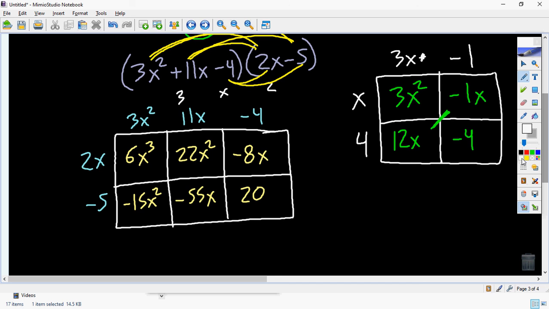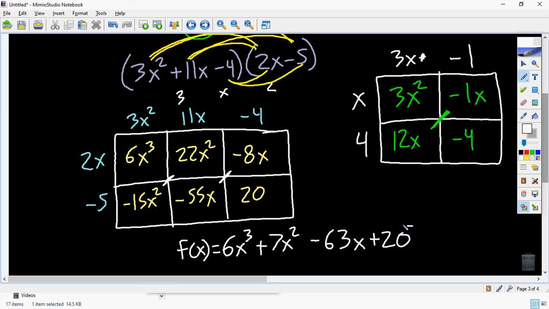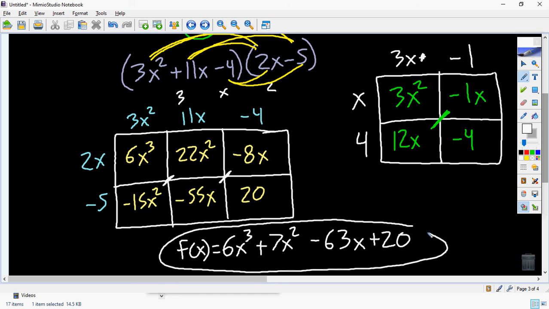My final answer should start off with either y equals or f of x equals, if you want to be fancy, doesn't matter. And then I'm going to combine like terms if I have them, starting with the highest power. So I have 6x cubed. These two boxes combined, 22 minus 15, that would be 7. So positive 7x squared. These two boxes combined, 55 plus 8 should be minus 63x. And then I have a plus 20. And that is the polynomial.